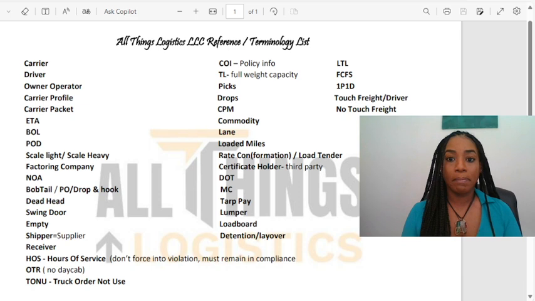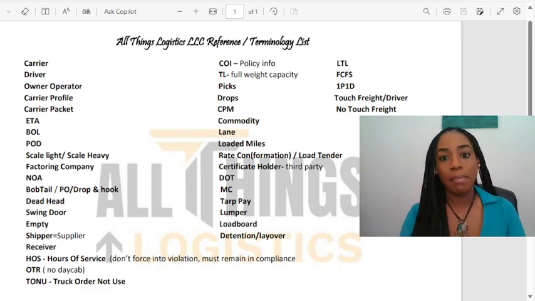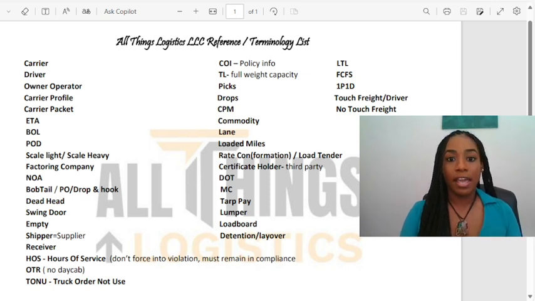Next, we have loaded miles, and it is exactly what it sounds like. It is the miles that your carrier will be driving while loaded. That is not including deadhead miles, because remember, deadhead, they are empty. So loaded miles, they actually have the load, and this is how many miles they're traveling before they drop the load.